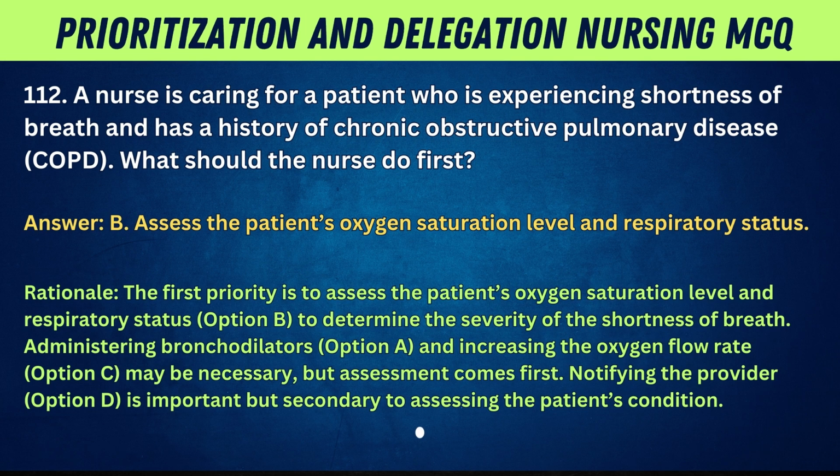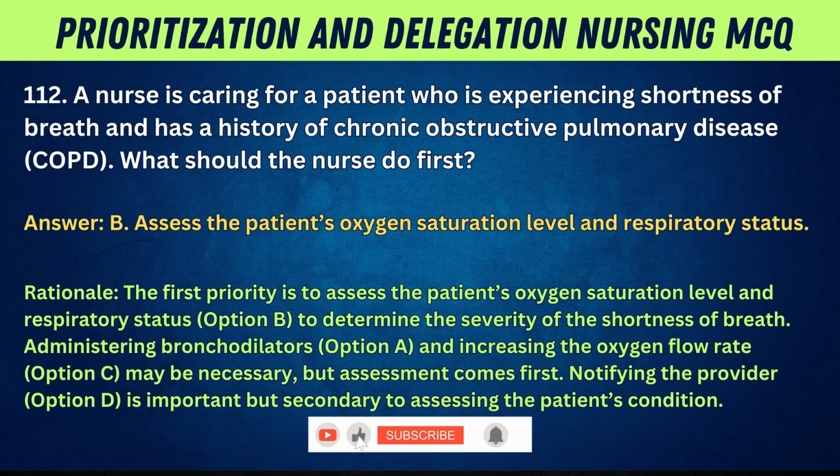Answer. B. Assess the patient's oxygen saturation level and respiratory status. Rationale. The first priority is to assess the patient's oxygen saturation level and respiratory status, option B, to determine the severity of the shortness of breath. Administering bronchodilators, option A, and increasing the oxygen flow rate, option C, may be necessary, but assessment comes first. Notifying the provider, option D, is important but secondary to assessing the patient's condition.